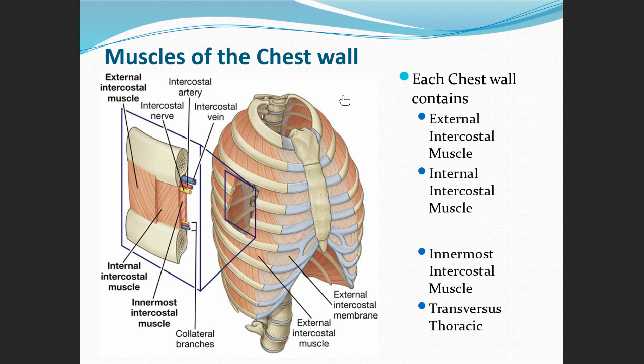Here again, you can see the muscles of the chest wall. We have your external intercostal, then the internal, and then the innermost. What I've got new here are the intercostal structures that you can see. Remember we were talking about that costal groove in the rib, I don't know how many slides ago.